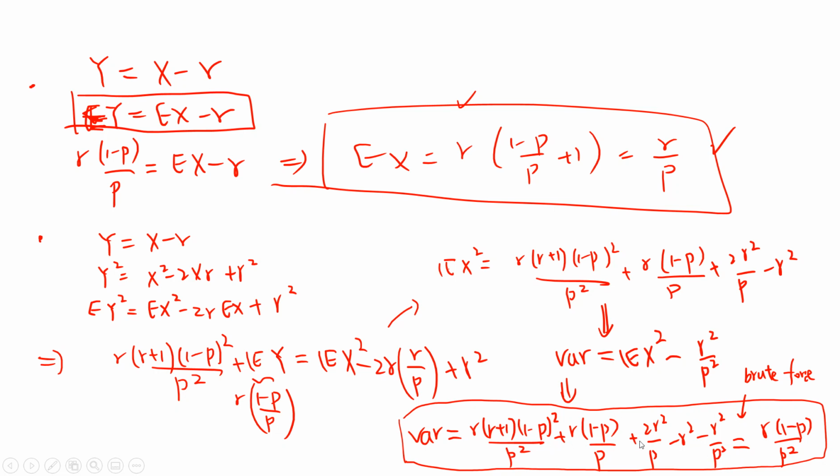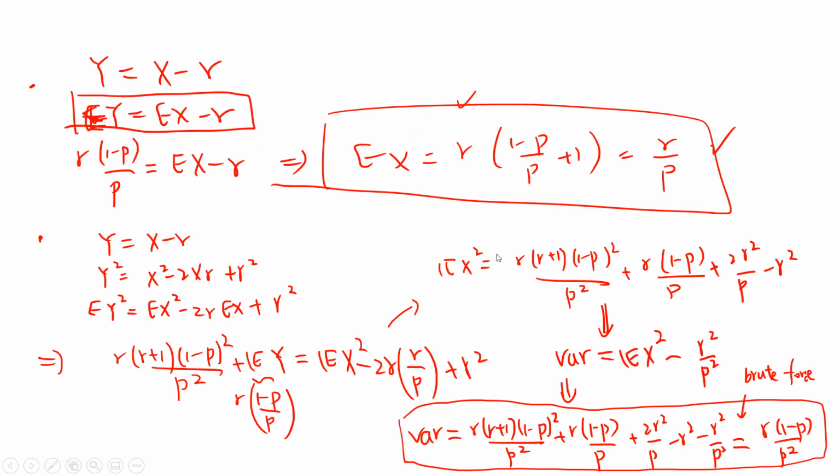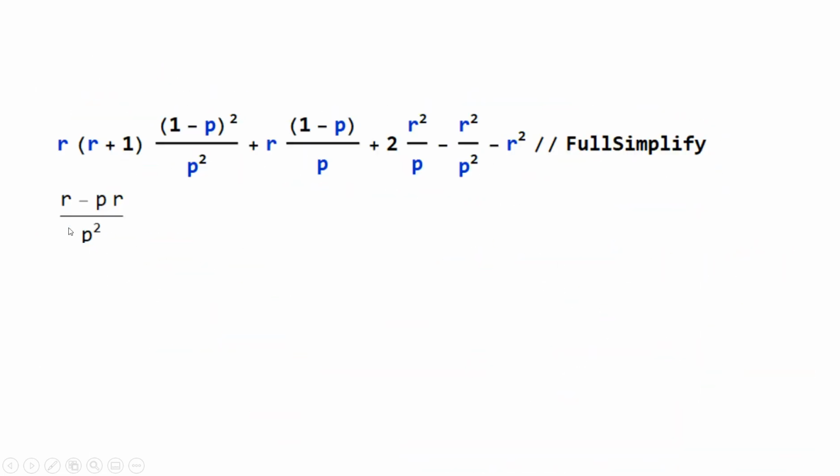Okay, and you have 4 terms, right? You have 5 terms, right? But if you brute force do it, you get r(1 minus p) divided by p squared, if you are patient enough. And I just want to say that if you use Mathematica and follow all the derivation, then finally you force simplify, you get r(1 minus p)/p squared. So nice, right? That means our calculations are correct.